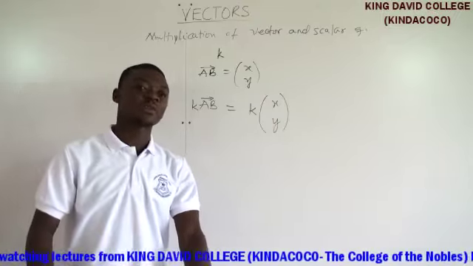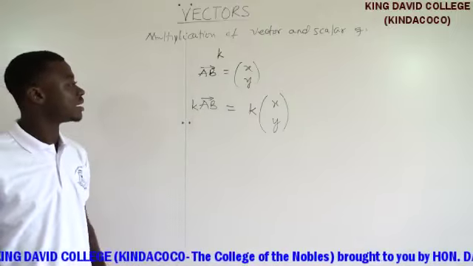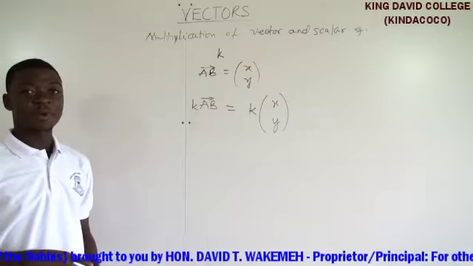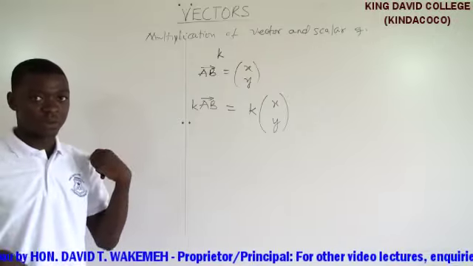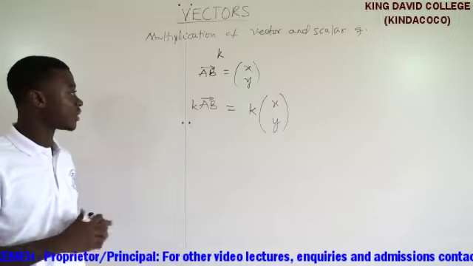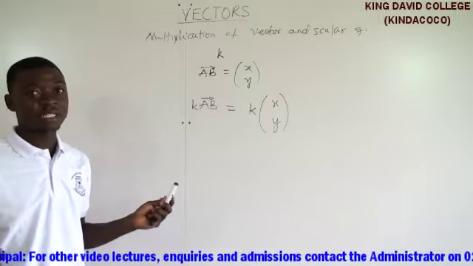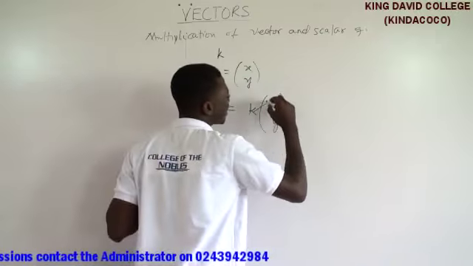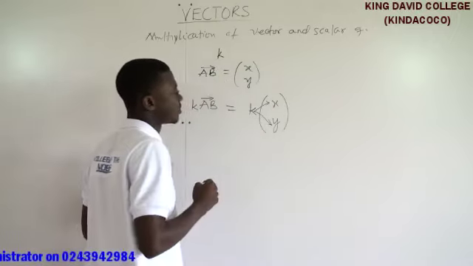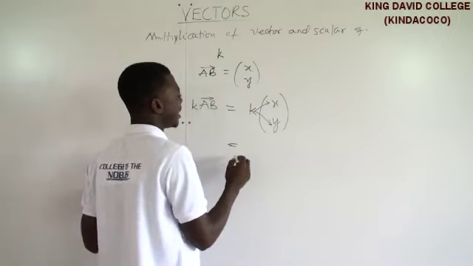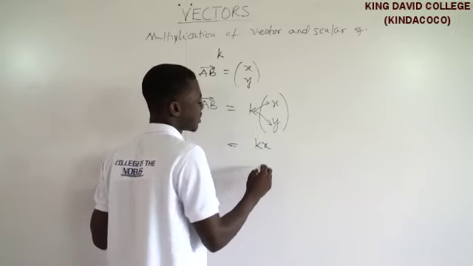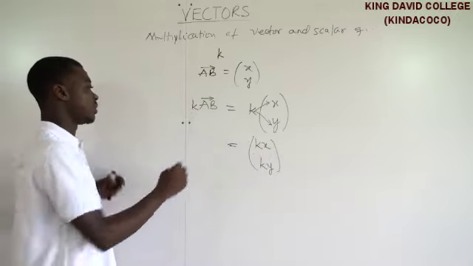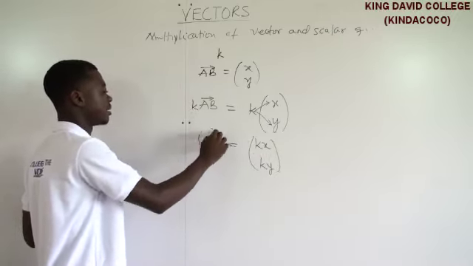So if you have that x and y, and then you are supposed to do this, what do we do? The scalar multiplies both the x component and then the y component. That's it. The scalar always multiplies the x component and then the y component. So if I have this here, the answer is going to be kx, ky. That is it. Simple. So that's going to be for the k vector AB, like that.